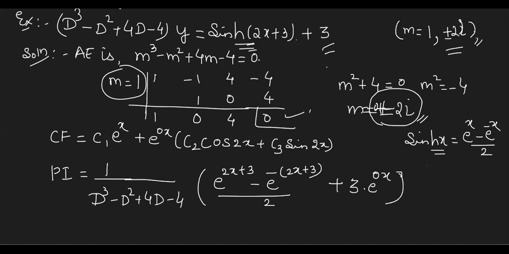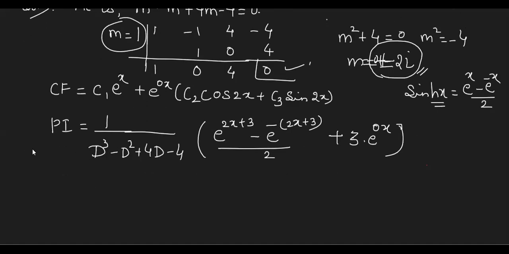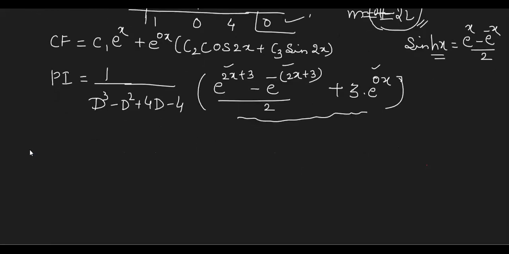Good. Now how many terms are there in this bracket? Altogether 3 terms, because here the coefficient of x is 2, here the coefficient of x is minus 2, and here the coefficient of x is 0. Are they not all different? Yes, so we have to write it as 3 different terms. So how to take it?